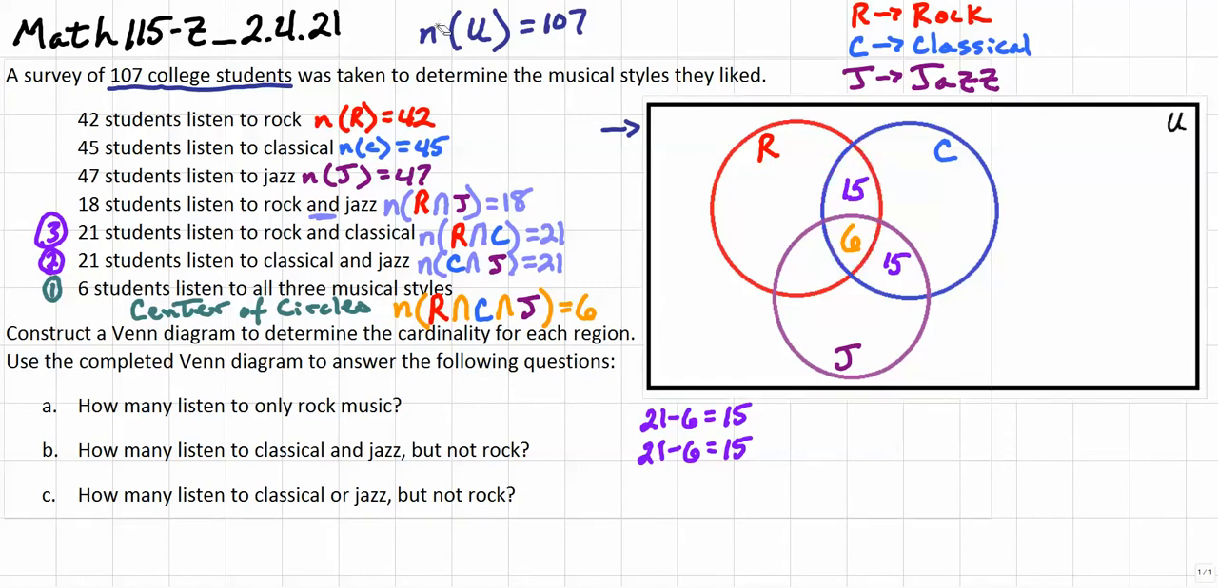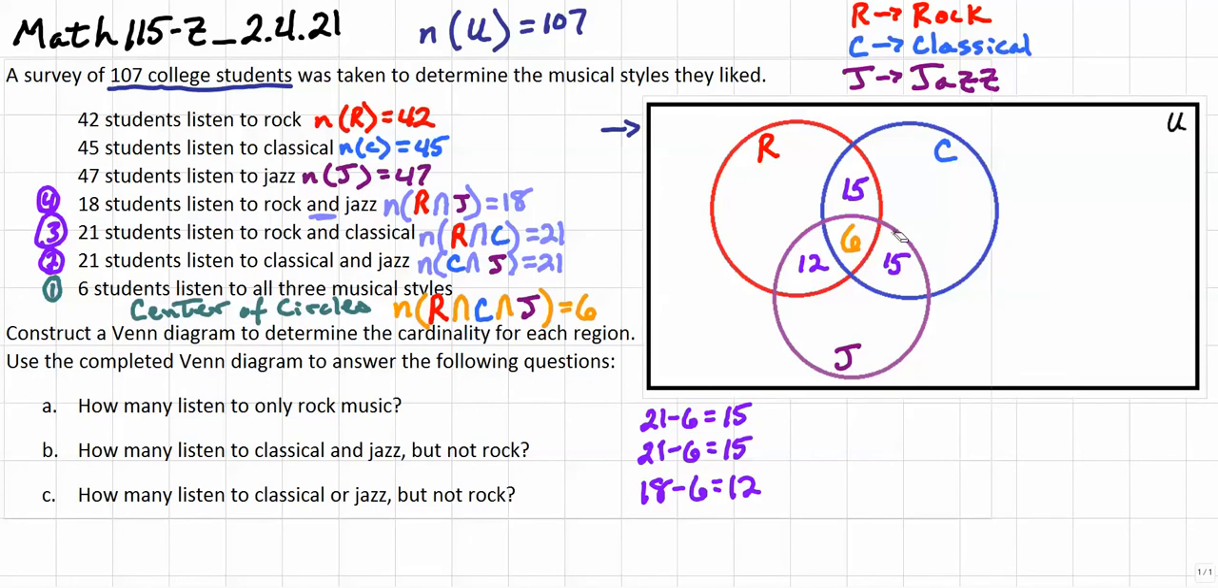Then we'll move on to the next intersection. This is our fourth step. 18 students listen to rock and jazz. This is going to be the intersection of rock and jazz. Once again, I have 6 students accounted for, so we subtract 6 from 18, and we have 12, and we place 12 in this region.